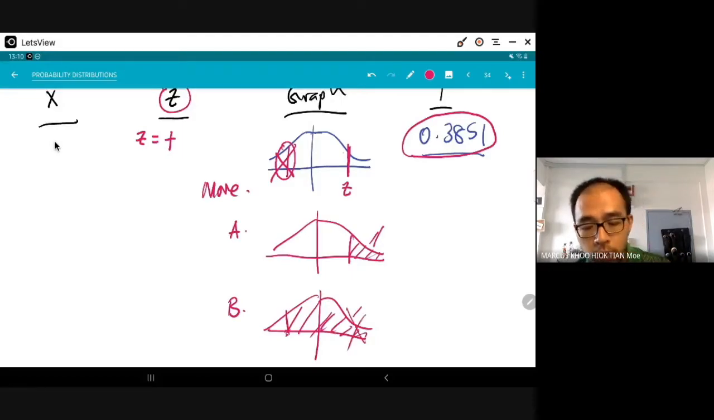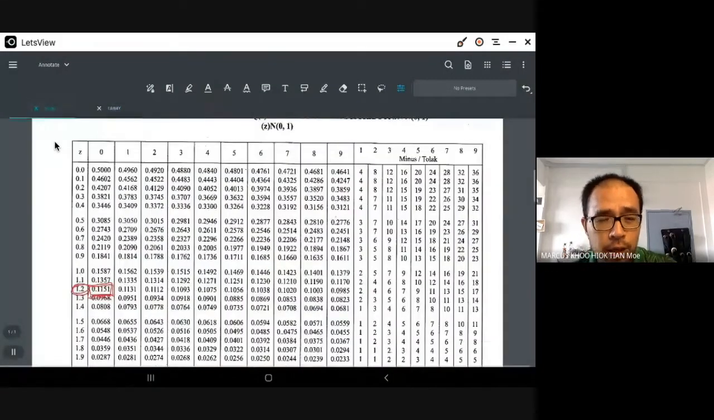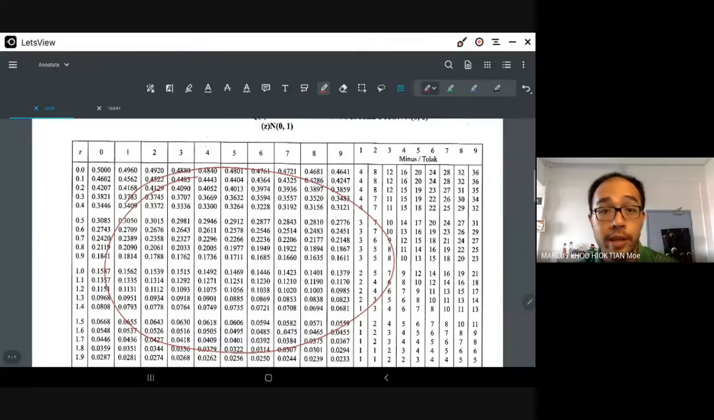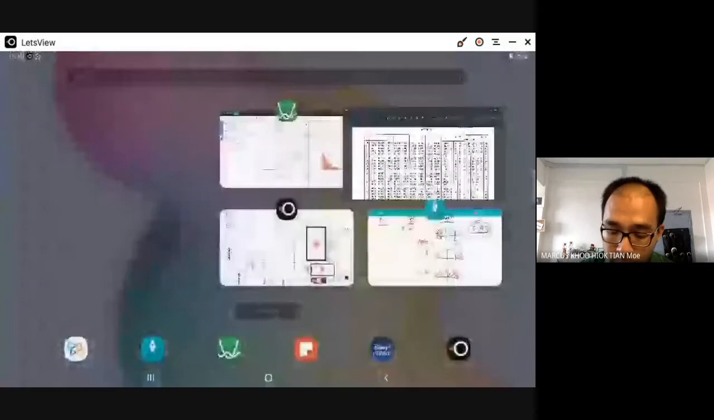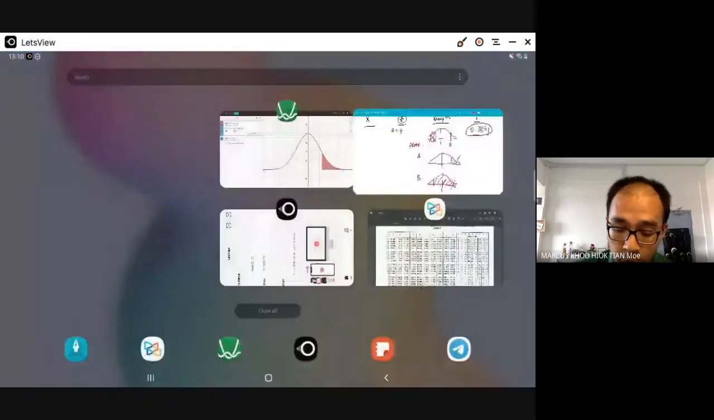Now we go back to our table. Probability is 0.3851. This is the tough part. You kind of need to practice this for the next 2 days. Luckily our next class is on Wednesday, right? Yeah, you need to practice this. As I said before, in the center over here is all probabilities. So we want to start from the probability. What was the probability just now? 0.3851. So we look for it.